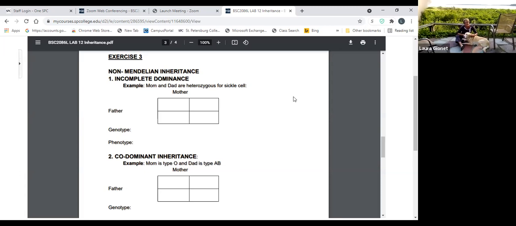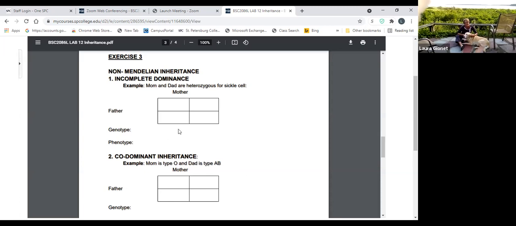And these are the things you have to study. Capital S, lowercase s equals that you maybe have a mild form, or you are a carrier of sickle cell anemia. Or you could add lowercase s, lowercase s equals full-blown sickle cell anemia.